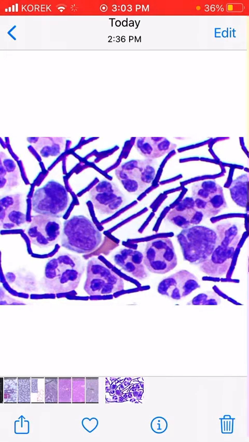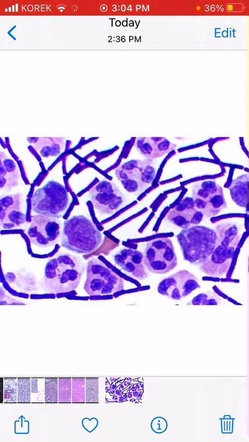What's the temperature for anthrax? Of course, we need 37 Celsius temperature, and we need 0.5 bicarbonate sodium in the media, and we need 10% of CO2 or carbon dioxide to grow anthrax. Which type of stain is used?